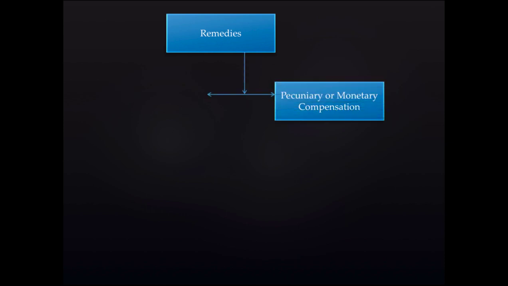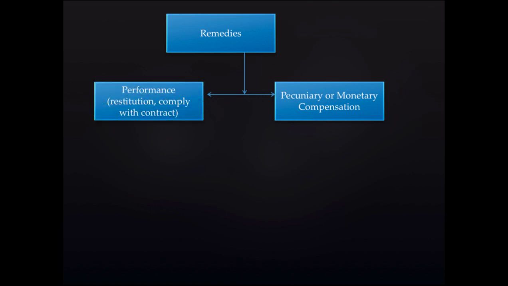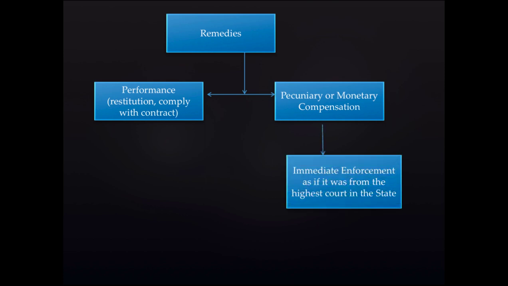What about the remedies? What can investors get out of all these procedures? Well, there are two types of remedies specified in investment treaties. The first could be a pecuniary or monetary compensation. The second one could be a performance remedy, such as restitution, or the state can be ordered to comply with the contract. Now, the difference between these two remedies is that for the pecuniary or monetary compensation, there's an immediate enforcement as if it was from the highest court of the state. That's actually established in the ICSID Convention. The investor doesn't need to go through an enforcement proceeding like, for example, under the New York Convention.